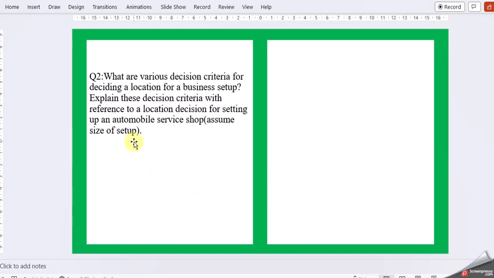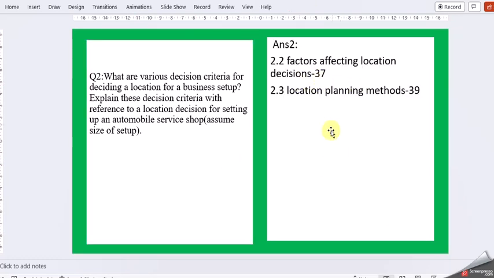Moving on to question 2. What are various decision criteria for deciding a location for a business setup? Explain these decision criteria with reference to a location decision for setting up an automobile service shop. You can assume a service shop, a mid-size or small size one. So here we can start with the location factors, and how location criteria are a critical player while setting up a business.